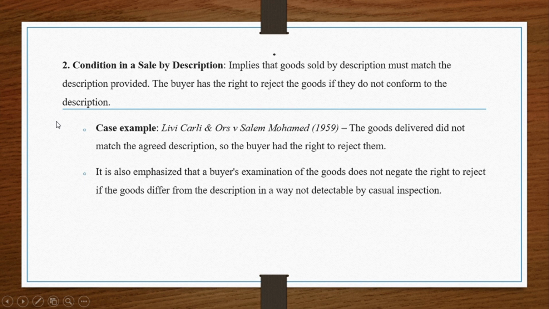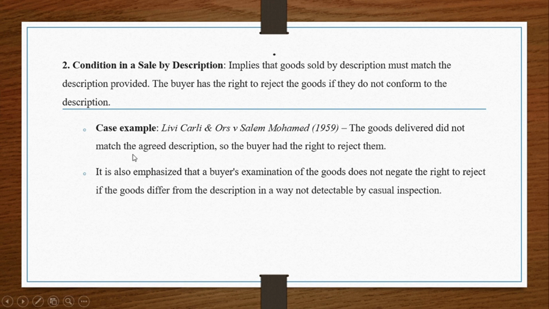The second implied condition we have is the condition in a sale by description. When goods are sold based on description, they must match the description. If the goods do not match the description, the buyer can reject them and may claim for damages. If I say that I want 2 kilograms of sugar and I give you money for 2 kilograms of sugar and you end up delivering 1.5 kgs of sugar, it is not matching the description that I gave. So the buyer has a right to reject those goods and claim for damages.